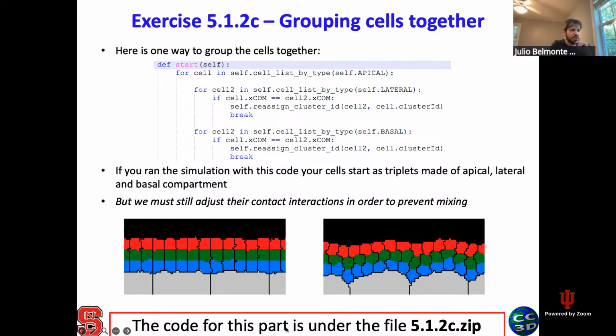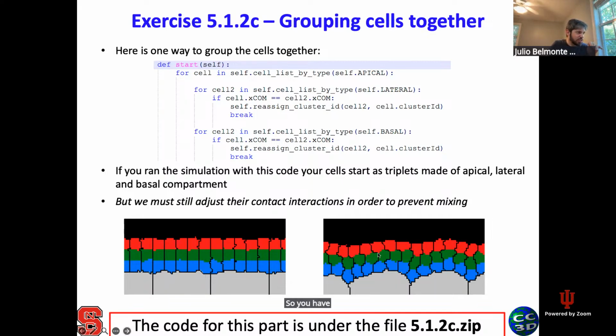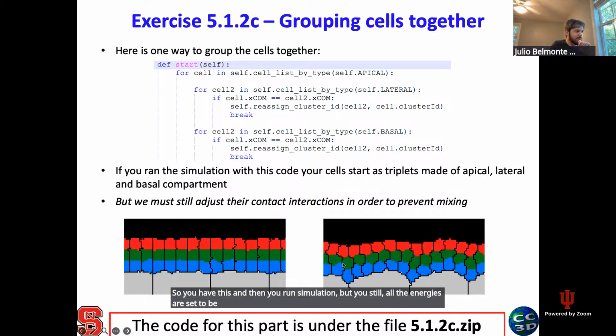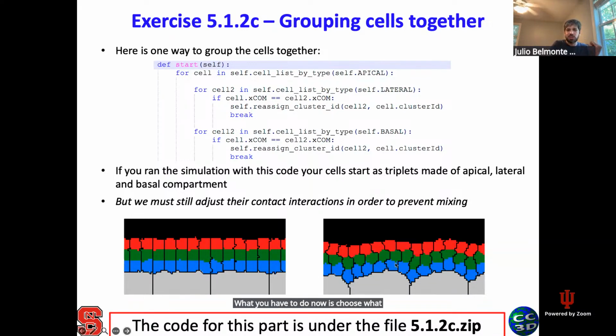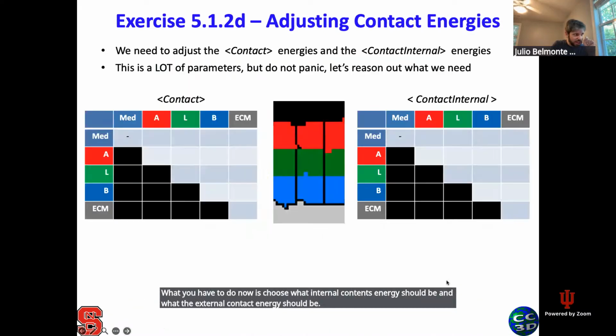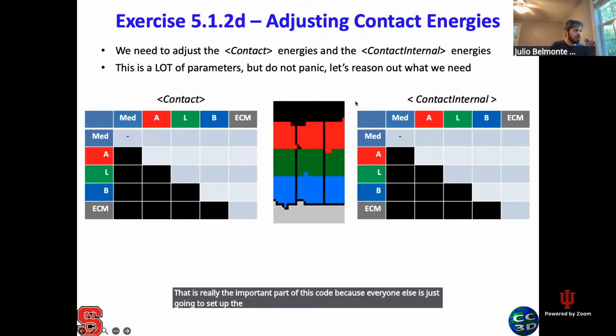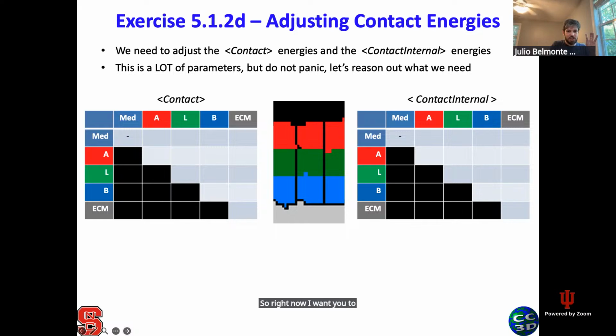Does that make sense? So if you want to just download the code ready for that, you can just load 5.1.2c and you already have this part of the code implemented, okay? So you have this, and then you run simulation, but all the energies are still set to be 10, okay? So what you have to do now is choose what the internal contact energy should be and what the external contact energies should be, okay? So that is really the important part of this code because everything else is just gonna set up the niche conditions. So right now I want you all to interact and think about it, okay?